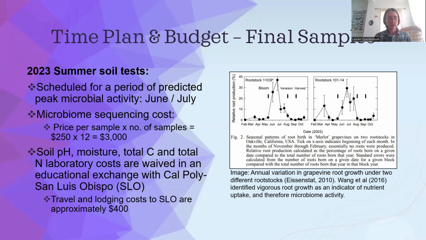Costs for this sampling include the sequencing, which for 12 samples totals $3,000, and the travel and lodging expenses to and from Cal Poly, which should be around $400. These costs will be split between myself, Deloach Vineyards, and 1 or more educational grants. The soil chemical analyses don't have a laboratory cost because the lab and supervision are being provided as part of an educational exchange with Cal Poly San Luis Obispo.